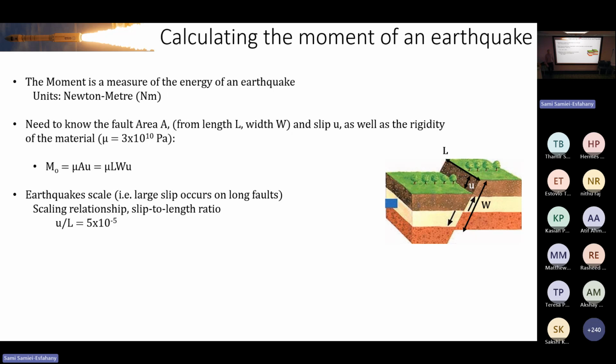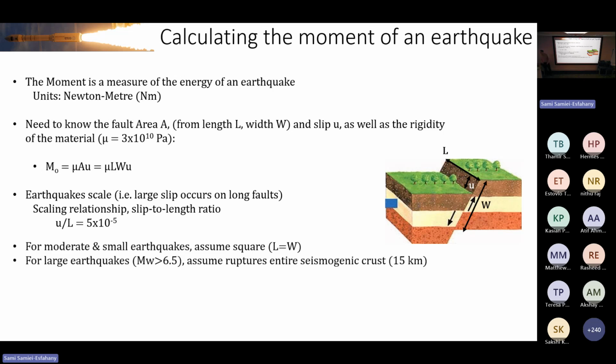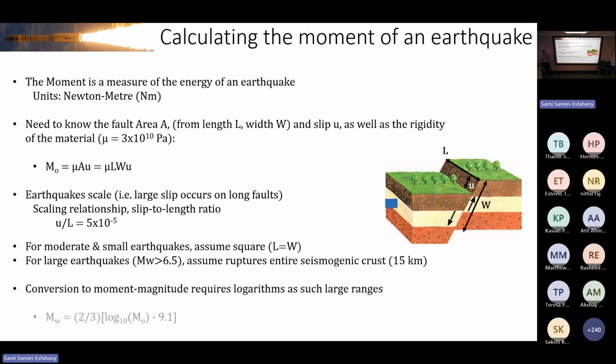We also can use some back of the envelope things to make it a bit simpler and say, big earthquakes tend to slip a long way. Small rupture areas can only slip a little bit. So that's a scaling relationship, and it tends to be about that kind of ratio. It varies, it's science, so it easily varies by an order of magnitude. But you can then simplify it and say small earthquakes are square, large earthquakes can't get any wider than the seismogenic thickness, the bit that's able to support earthquakes. So that's 15 kilometers. You can make these simplifying assumptions when you do this.